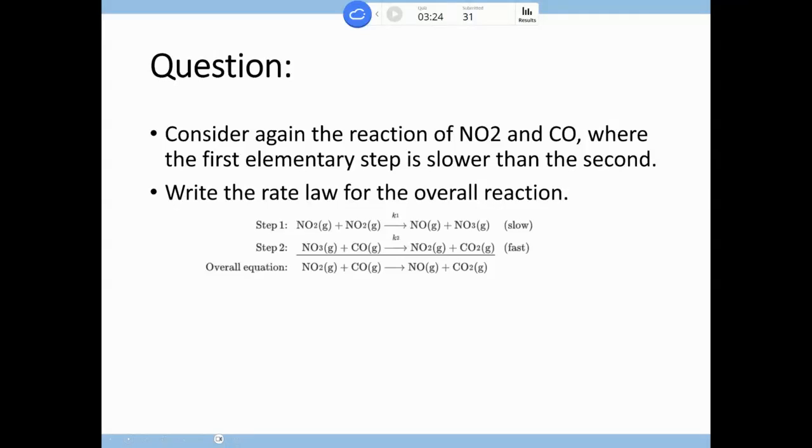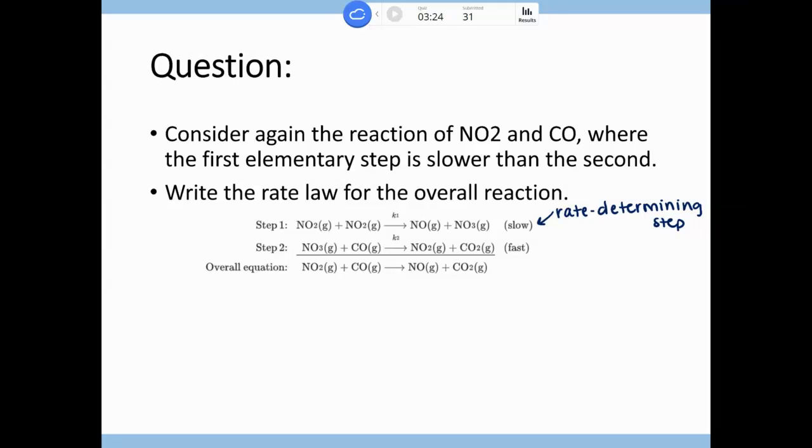So this reaction is the reaction of nitrogen dioxide and carbon monoxide. The first elementary step is slower than the second. So that tells us that this first step is the rate determining step. We could use the reaction coordinate diagram on the previous slide to describe this overall reaction. The first step is slower, has higher activation energy. The second step is faster.